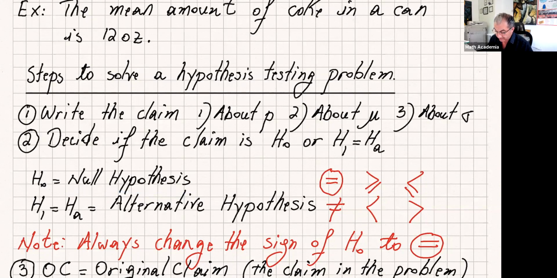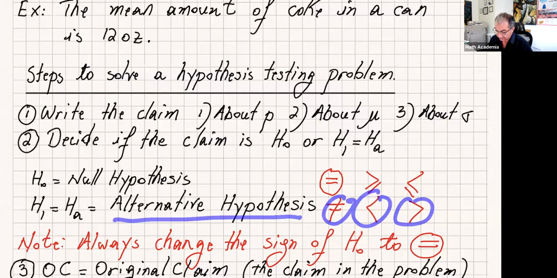H0 is always presented by these signs: equal, less than or equal, and greater than or equal. Alternative hypothesis, H1, is presented by these three signs: not equal, less than, or greater than. Be very careful when you see these signs, you know you're dealing with the alternative hypothesis.